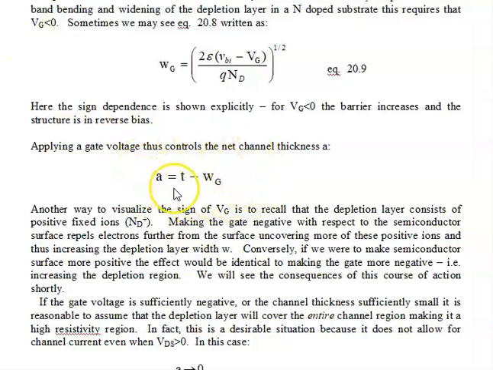And this little equation here, which we've seen umpteen times, just basically repeats that. The conductive part of the channel is equal to the physical part of the channel minus the depletion region, which is a function of the gate voltage. That's all that says.